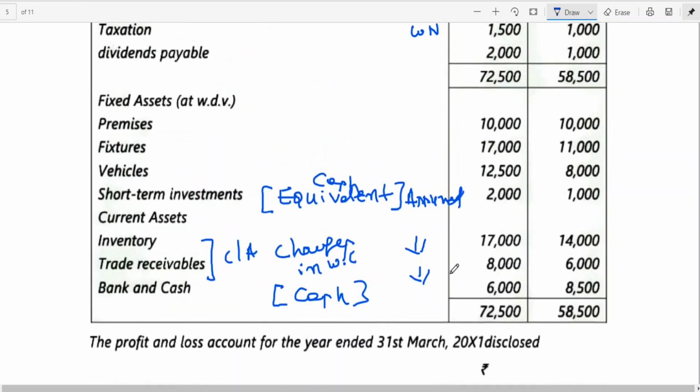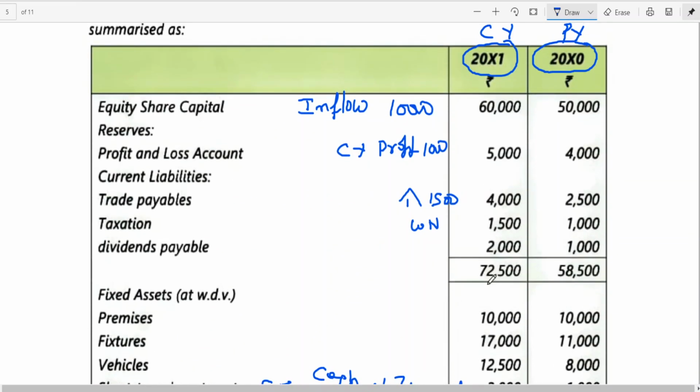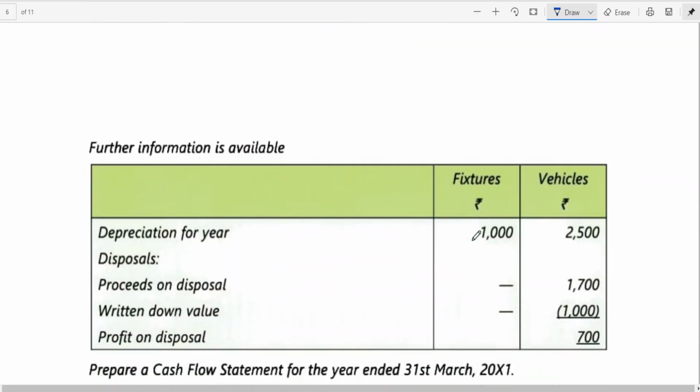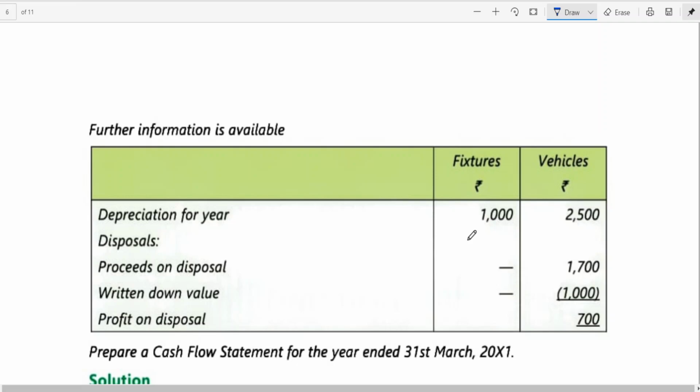Declared dividend is how much? 2,000. Okay, this is dividend payable. This is 2,000, this is current year. This is previous year. I think this is how you got retained profit of 1,000. Next, if you look at the further information that is available, depreciation for the year.